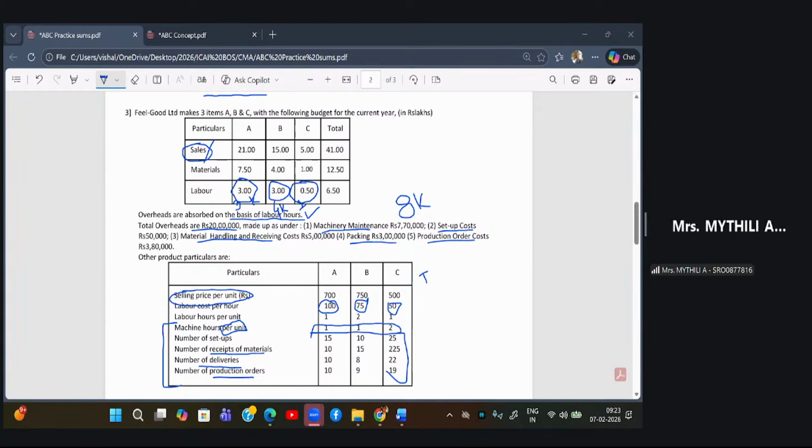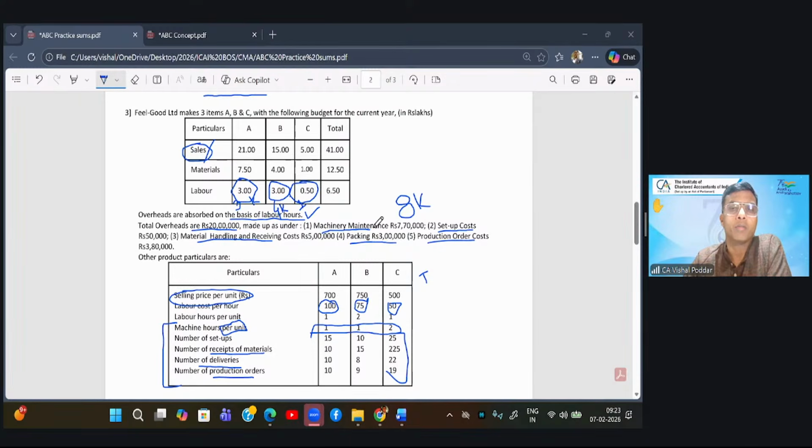Yes, sir. Now, students, tell me the cost driver rates for each of the activities: machine maintenance, setup, material handling. So now you have totals here. Correct? Now tell me the cost driver rates for each of these activities. Anybody not understanding may please raise their hand. So machine maintenance is coming as how much? You have the machine maintenance cost given divided by the total machine hours which we just calculated.